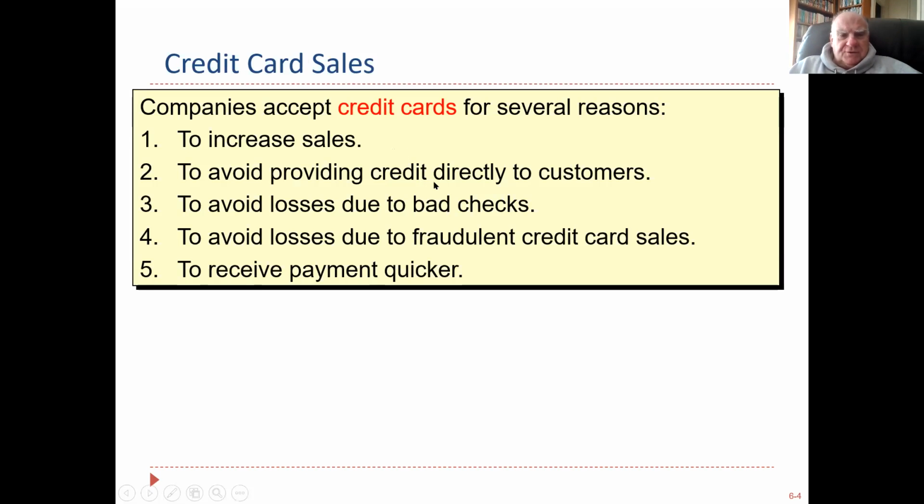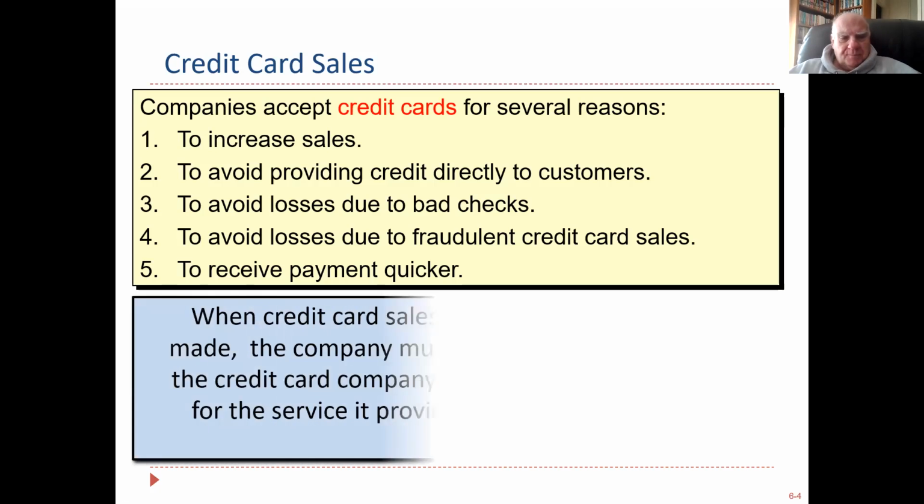You use credit cards, so you avoid providing credit. You don't have to worry about giving credit to customers. You don't have to look them up. You don't have to worry about bad checks. Fraudulent credit card sales are not going to be the responsibility of the seller. And naturally, when your customer uses a credit card, you get paid immediately. I mean, it could be an hour, it could be minutes, maybe at the end of the day at the latest. That's why I say credit cards are really cash, okay?